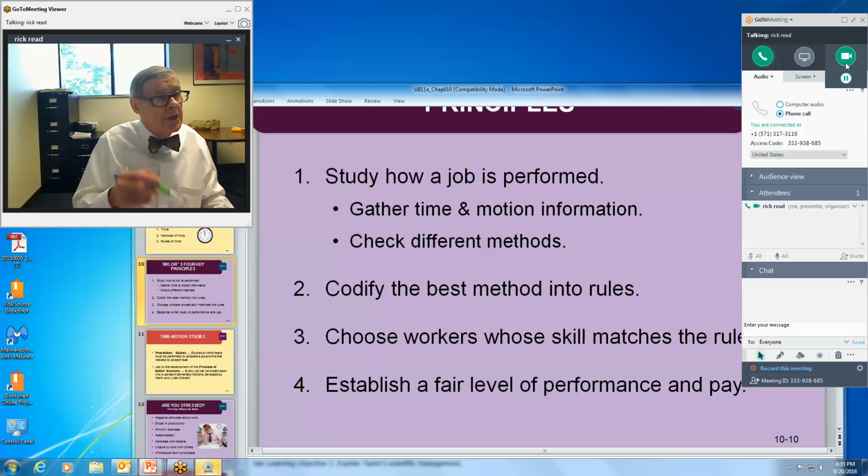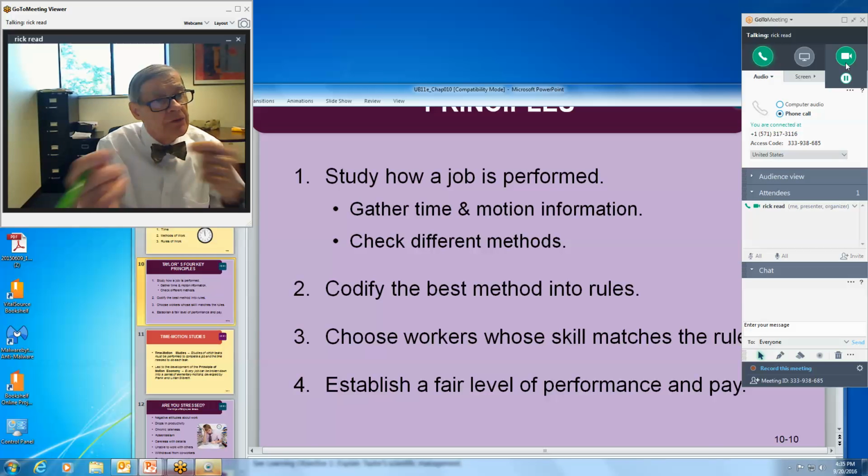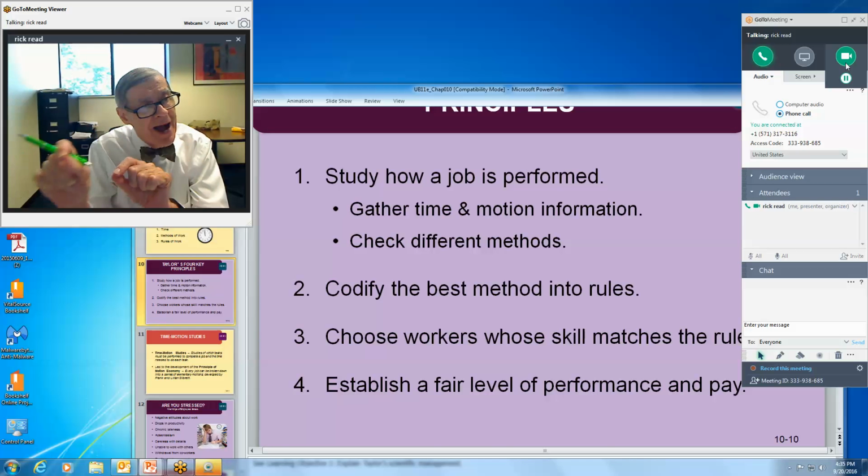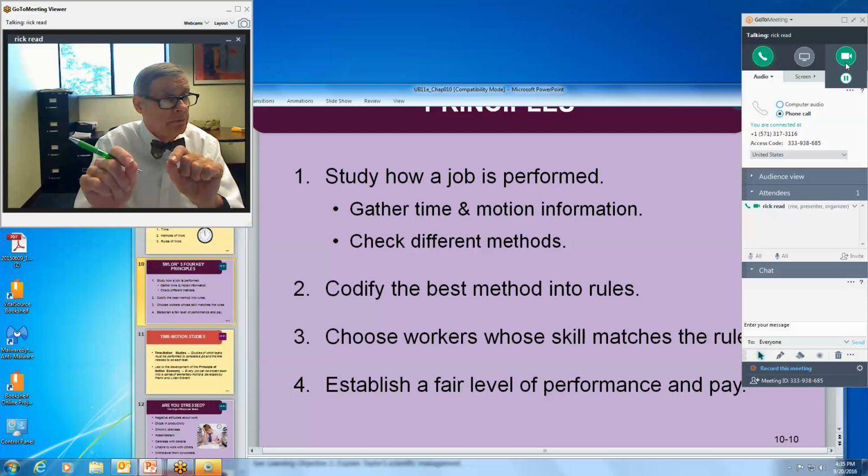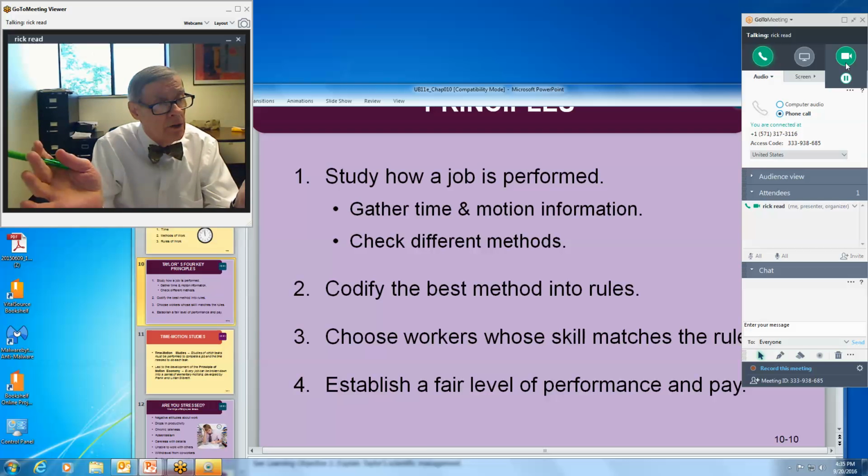Make sure that you get the right worker who has the right skills and match that person with the job. So this is what's known today as a job, as a person's skill fit. This person has the requisite skills to fit the job that is open. And then finally, establish a good level of pay.